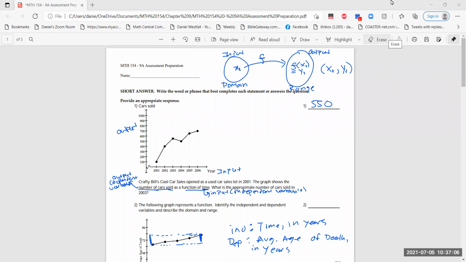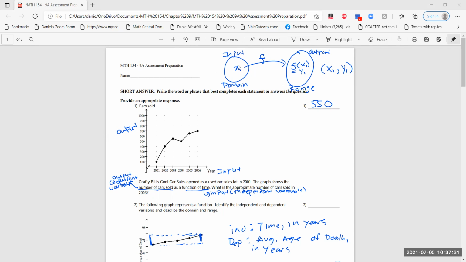We'll be talking about Unit 9A today. One of the things we're going to be talking about is a function. A function is a relation that maps, this is the mapping here, of a set of numbers called the domain, which are the input values, to a set of numbers called the range, which is the output values. We usually represent that as an ordered pair, input, output.